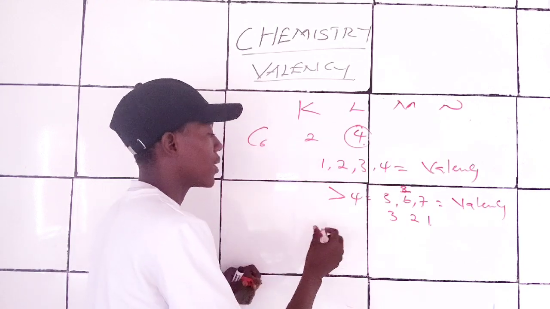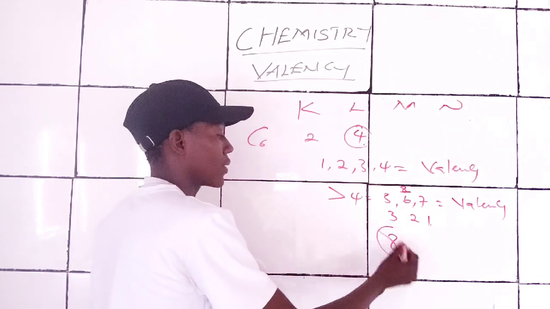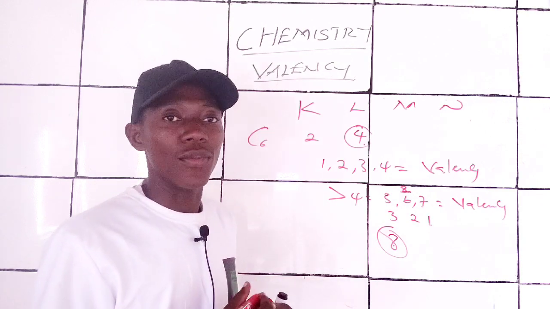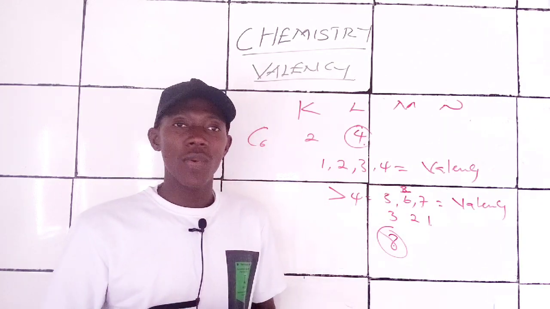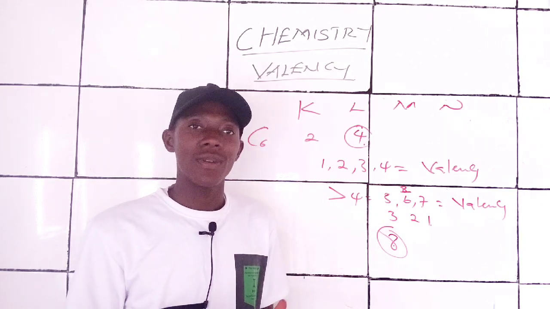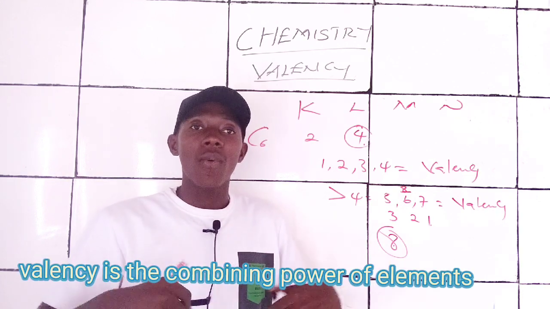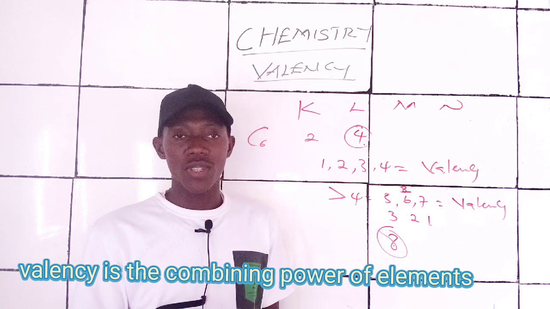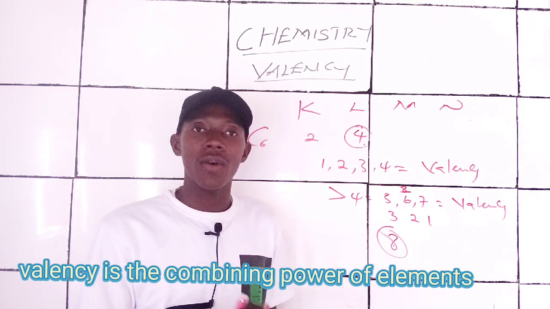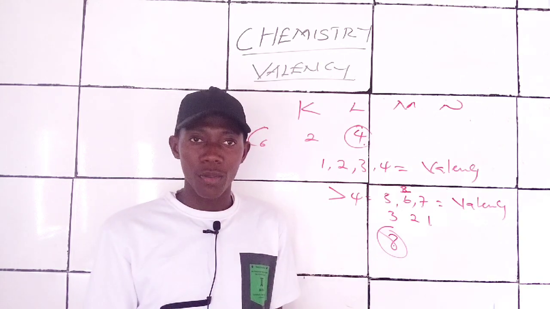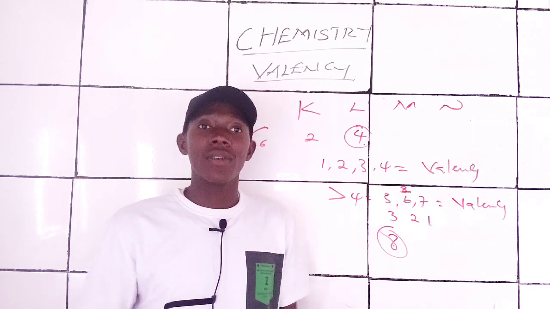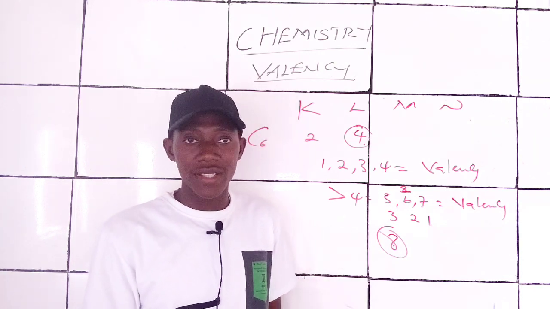What about those elements that have 8 in the outermost shell? Now these elements are very, very stable. The reason why we need the valency is to combine. What is the meaning of valency? Valency is the combining power of elements. And why do elements combine? They combine to be stable. These guys that are having 8 are already stable, so there is no need for combination. If there is no need for combination, then there is no need for valency.